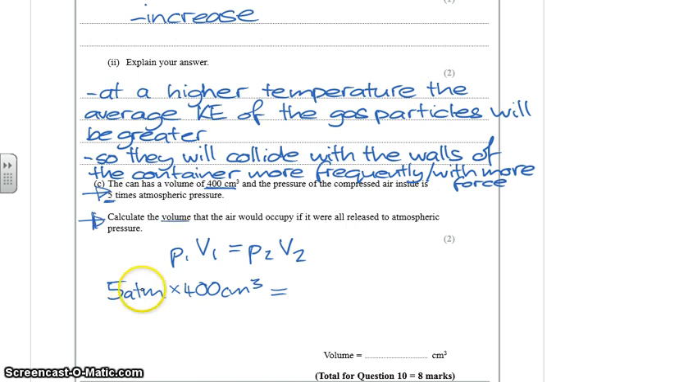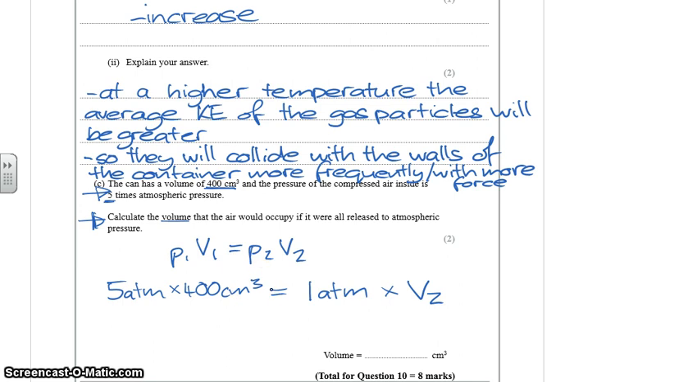And then it's asking us here, this is situation 2, for the volume, so that's the bit that we don't know, so we'll leave that as a letter, that the air would occupy if it was all released to atmospheric pressure. So the pressure at atmospheric pressure is 1 atmosphere.